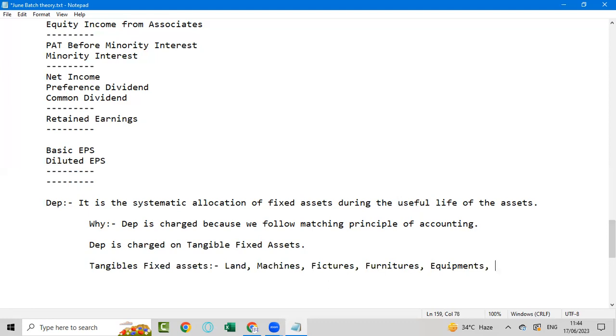Anji? Plant. Yes, no, confirm karo na, sun.